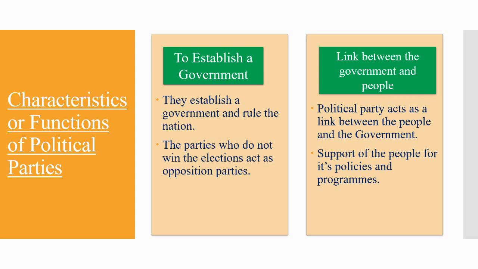The fifth characteristic is to act as the link between the people and the government. People give their vote to a political party which will voice their problems to the government and help them resolve them. Thus, political parties put forward the demands and complaints of the people to the government. In the same way, if the government wants to implement or introduce programs or policies, they receive support for this from the people.